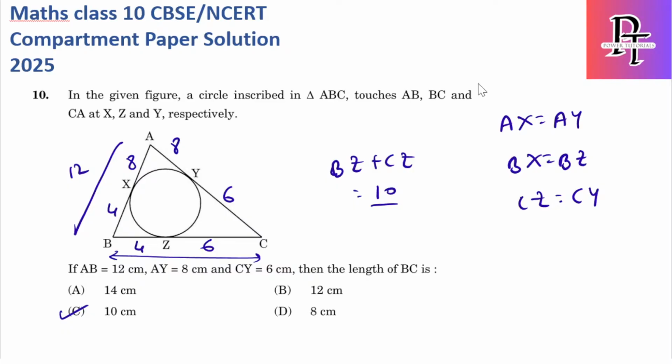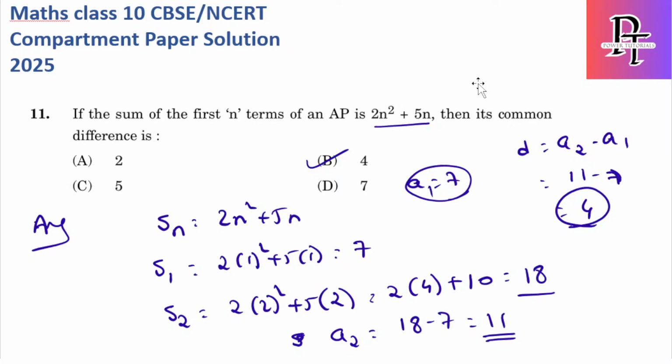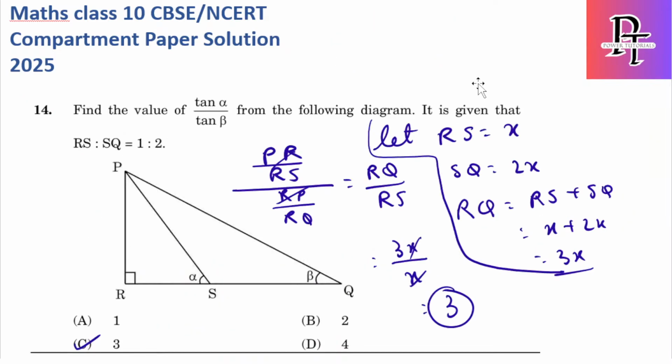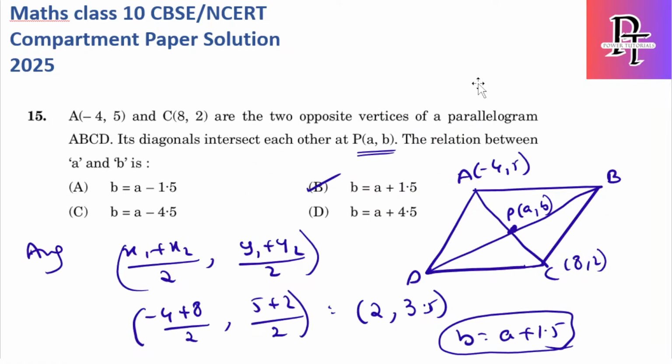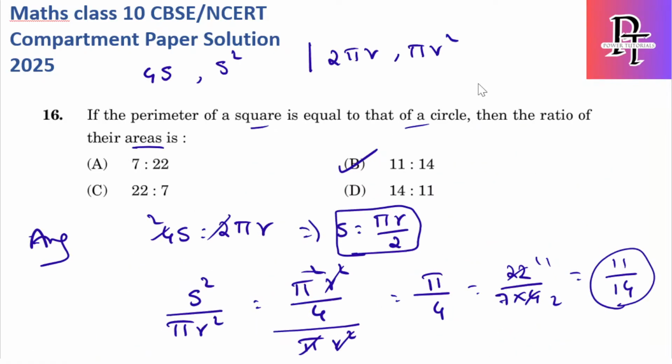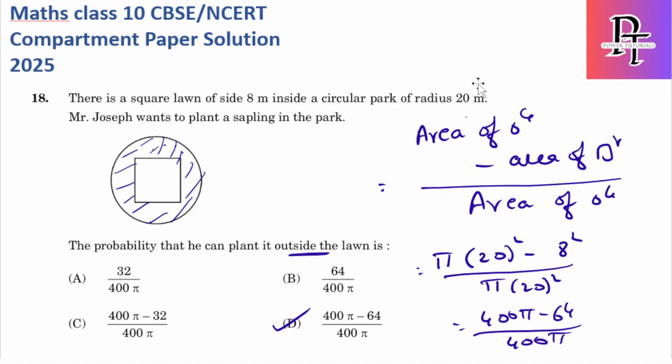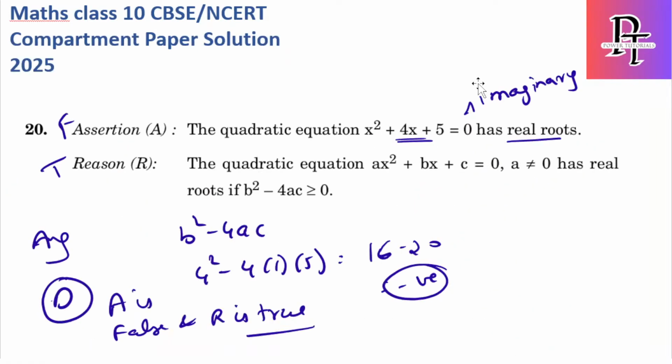Then we have again triangles and tangent question. This is again an AP, a circular disc areas question, and again a probability question. This is a trigonometry plus triangles combination question, and this is again geometry, areas, and again heights and distance. If you notice, at least 3 questions came from trigonometry, 3 from geometry, 2 from arithmetic progressions, 1 from polynomials, and 1 from surface areas and volumes as well.